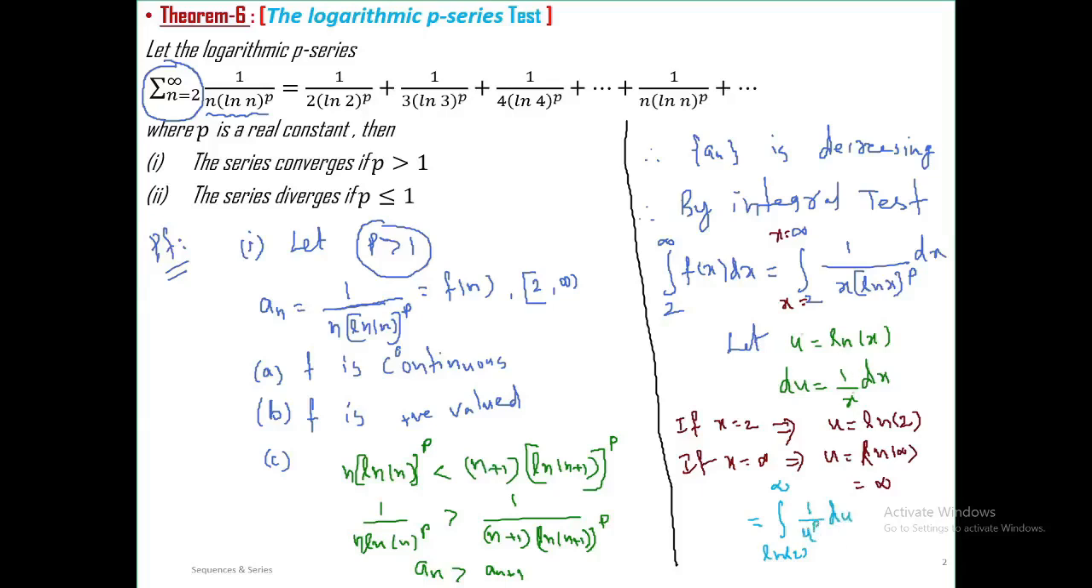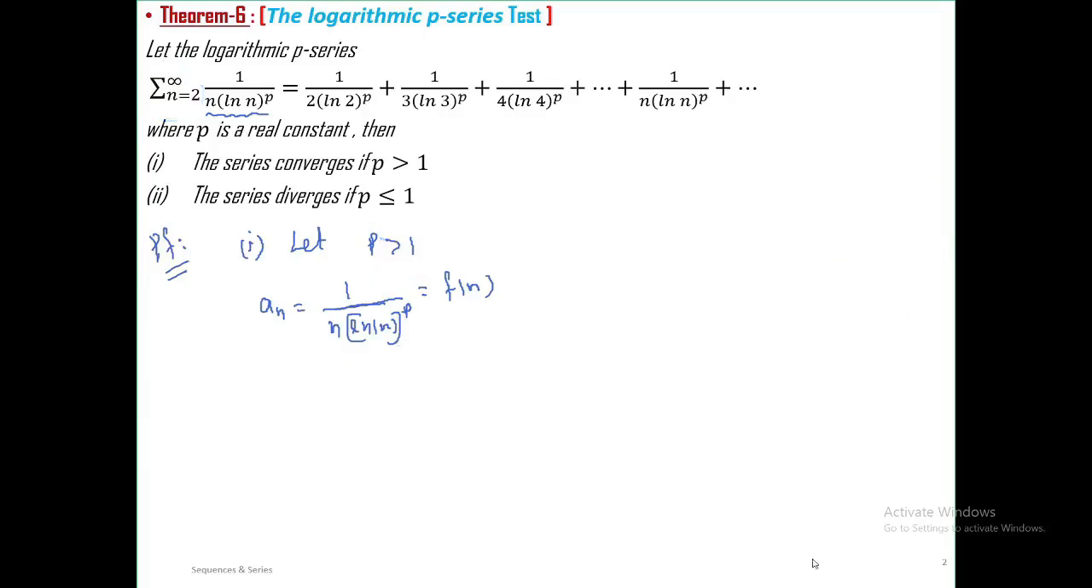So this integral is modified as: 1 by x dx will be du, and ln x value is u, so u power p, we will get 1 by u power p du. So then solve it. So this will be equivalent to u power minus p plus 1 divided by minus p plus 1, where the limits are from u equals ln 2 to ln infinity, just infinity, and substitute the limits.